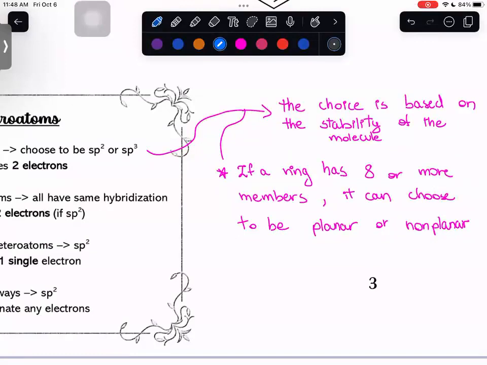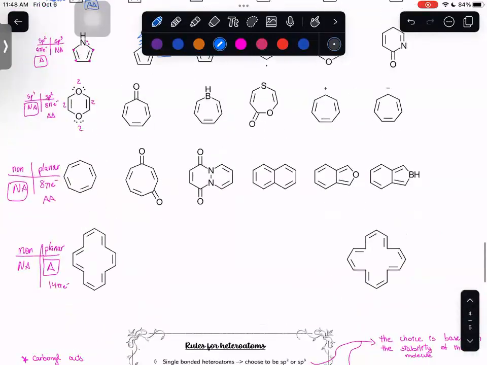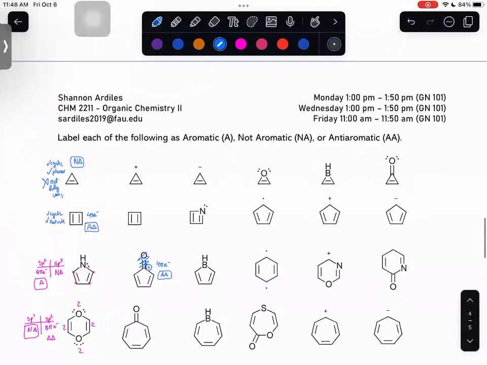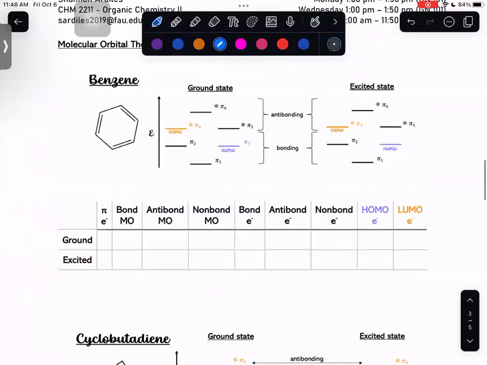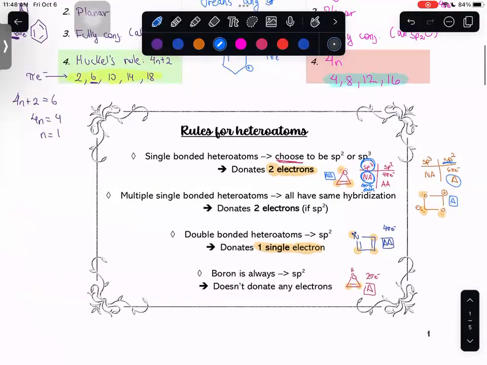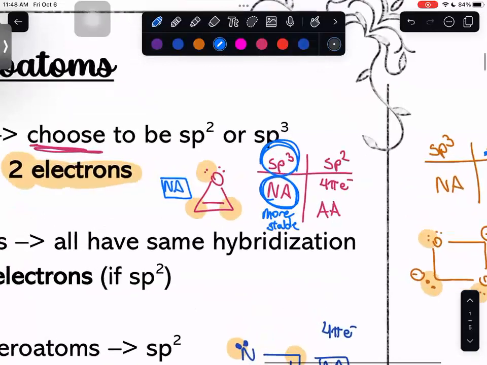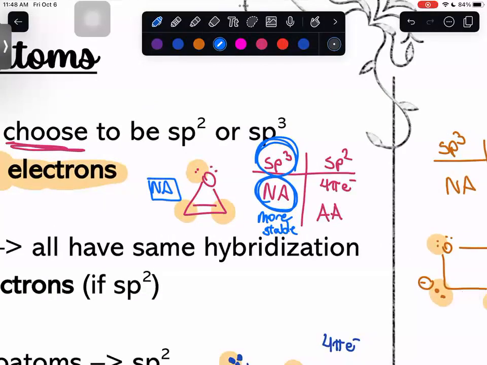If a ring has 8 or more members, it can choose to be planar or non-planar. Yeah, but in the example of the little triangle-looking oxygen, right there, the first example, it can choose to be non-planar or planar? How many members do you have in that cyclic structure? You have 1 oxygen and 2 carbons, a total of 3 members. That's it, so that rule is not applying in there. It might have to be 8 or more. Exactly. As long as you have 8 or more members, that's when it can choose to be planar or non-planar.